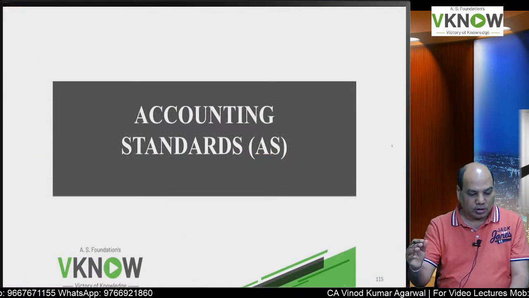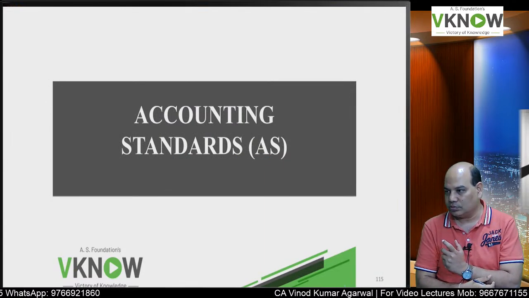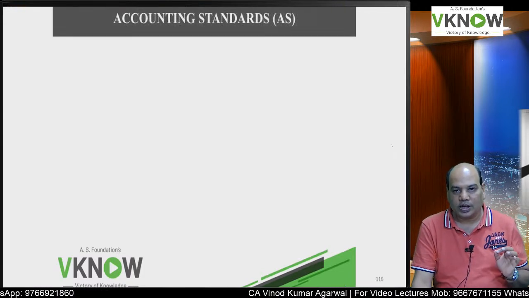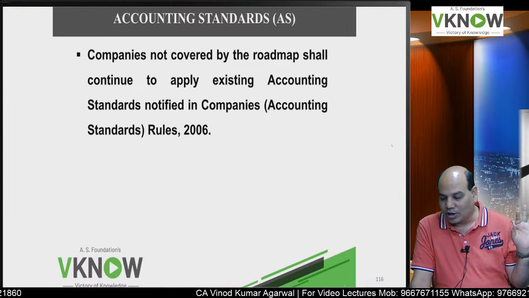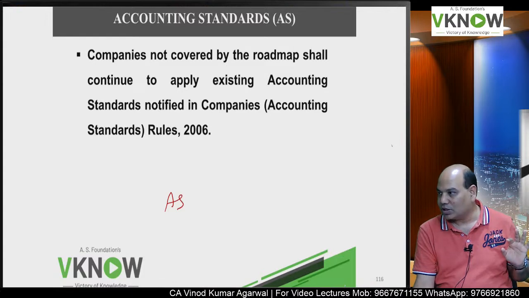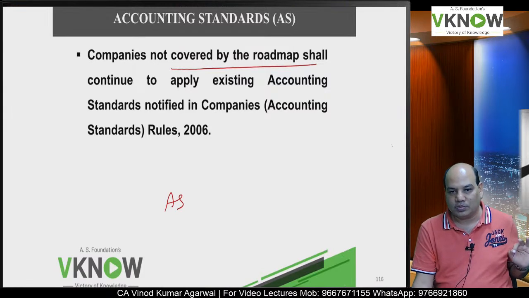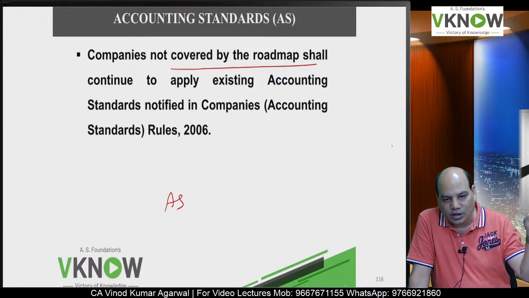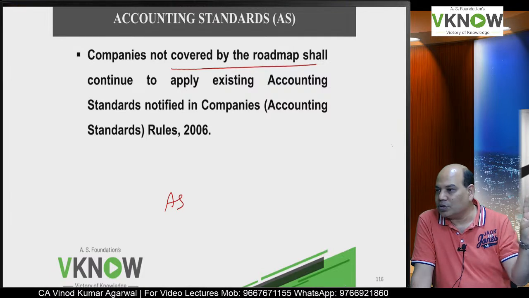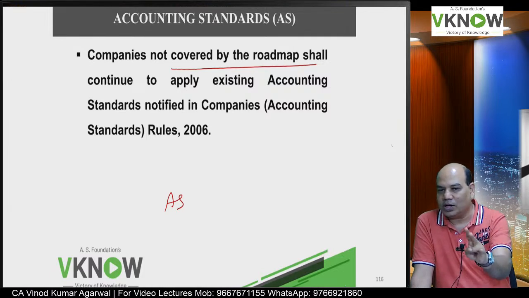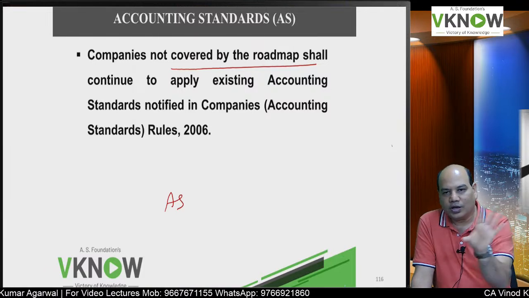So if you really speak, your main chapter is over here, but there is some discussion of accounting standards also. Some students have a wrong idea that accounting standards are not applicable in India. Accounting standards are very much applicable for those companies which are not covered by the roadmap. That means, suppose it is not a listed company, its net worth is less than 250 crore, it is not a subsidiary, parent, associate, joint venture, partnership, or LLP of a company which follows Ind AS, then Ind AS is not applicable.